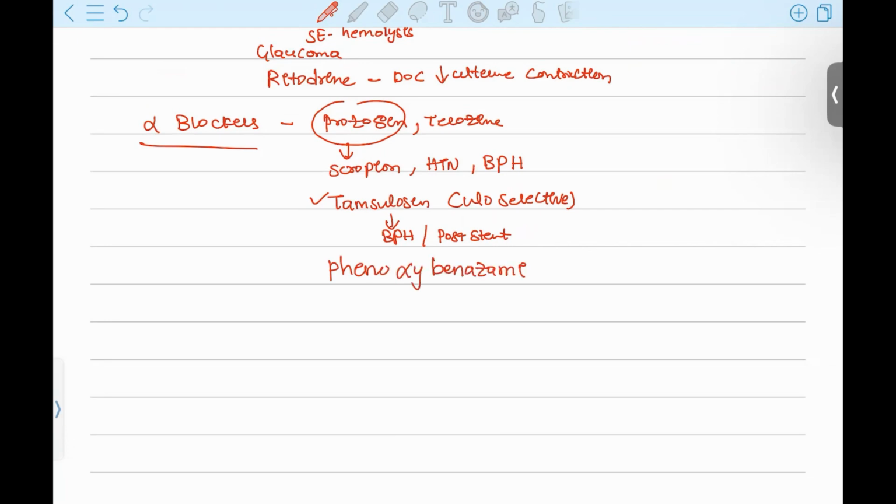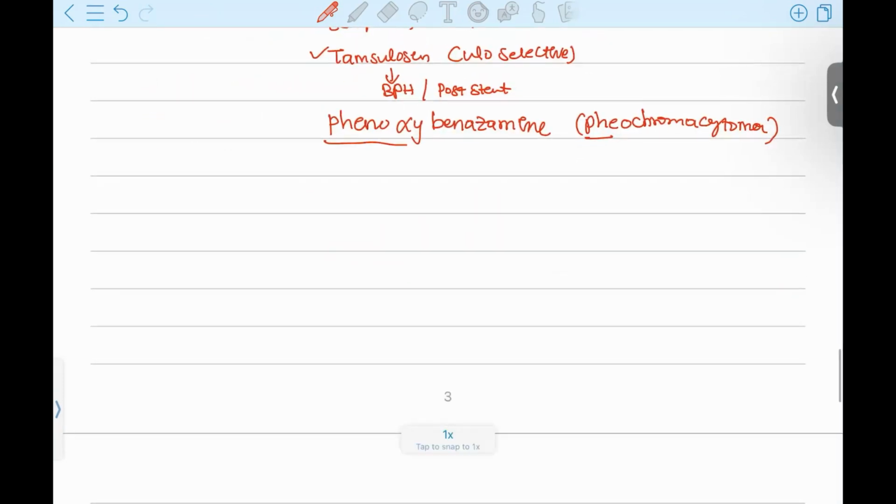Okay, phenoxybenzamine. This is for the pheochromocytoma patients. Only specifically for pheochromocytoma is this drug given. Pheochromocytoma, phenoxybenzamine. That's how you can remember. Next, moving on to the beta blockers.